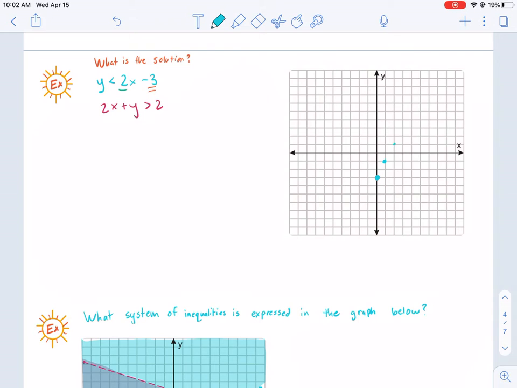I messed that one up already. Up 2 over 1, up 2 over 1. Okay, don't be afraid to go in reverse.